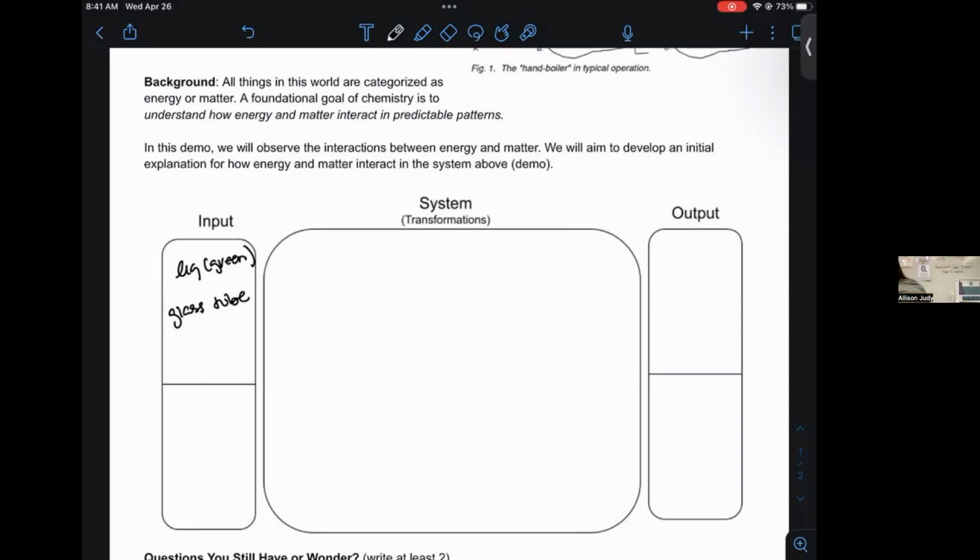So what if I tell you this? Now, this system is with my hand. What would you include as input? My hand. So I would write that down because that definitely is going to matter. And if you're noticing something, something's happening.